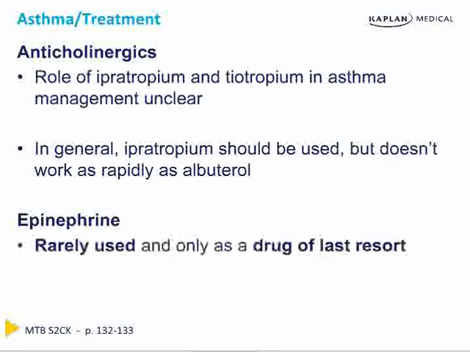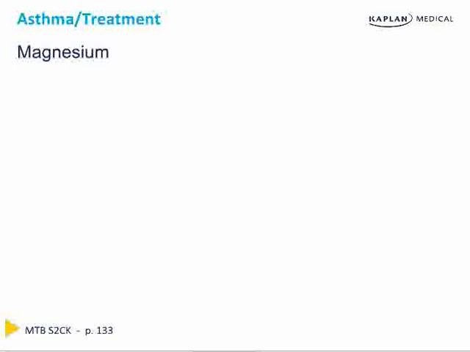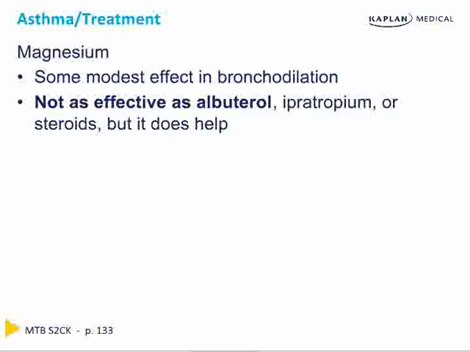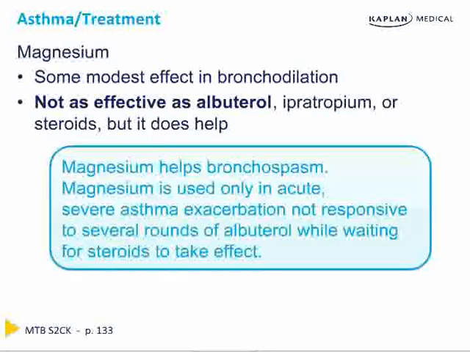And again, epinephrine is rarely used in the adult asthmatic patient and is really only a drug of very last resort. Sometimes, the role of magnesium is brought into question for an acute asthma flare. It does have some modest effect on bronchodilation. However, it is not nearly as effective as albuterol, ipratropium, or steroids. However, with some degree of help, it is sometimes worth giving.